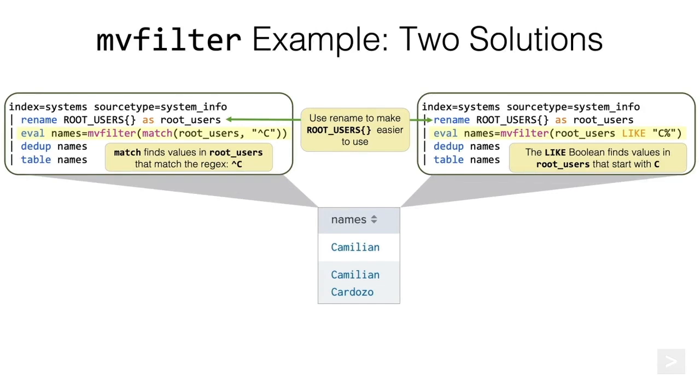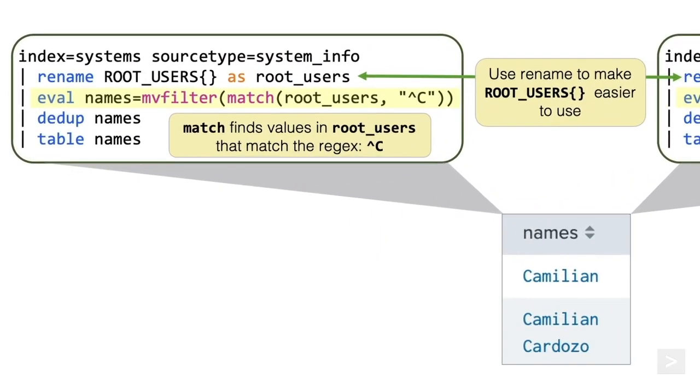Let's use the MV filter function to match on values of root users that begin with C and store that in the names field. In this example, we are renaming root users, passing it in as an argument to the match function, which is embedded within the MV filter function. The match function is a function of the eval command that returns true or false, depending on whether the values of root underscore users match this regular expression.